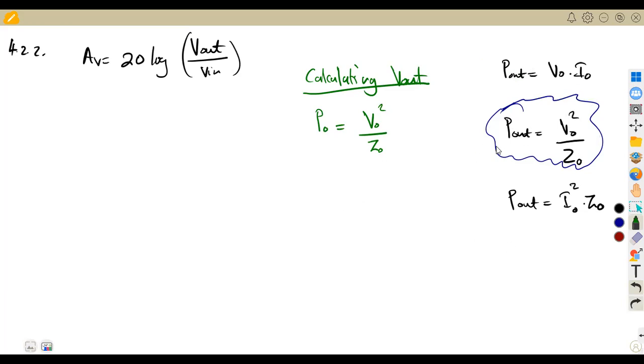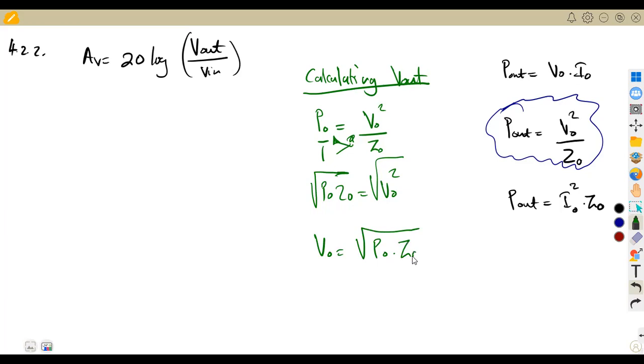It has what we need and what we are given at the same time. So in order for us to find V out, let us just cross multiply here so that we make V the subject. That's going to be P out, Z out is equal to V out squared. Remember, I've got a square there. So we're going to introduce the square root on both sides so that we remain with V out, which is going to be the square root of P out times Z out.